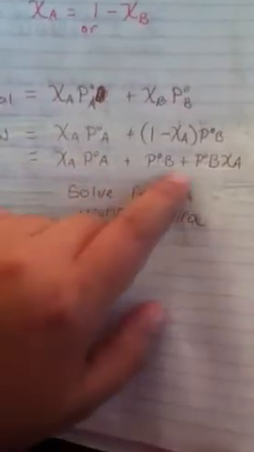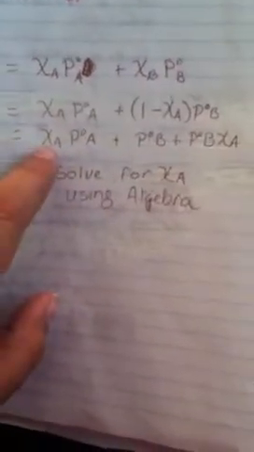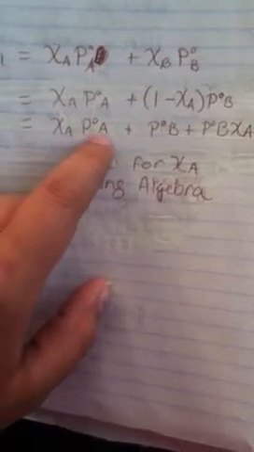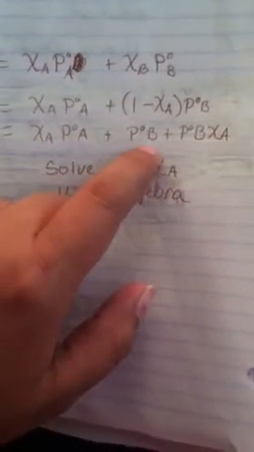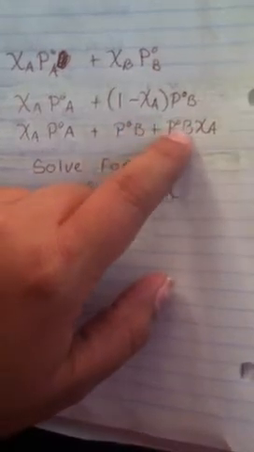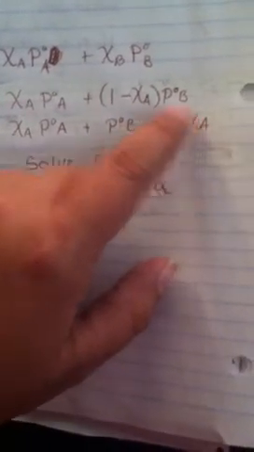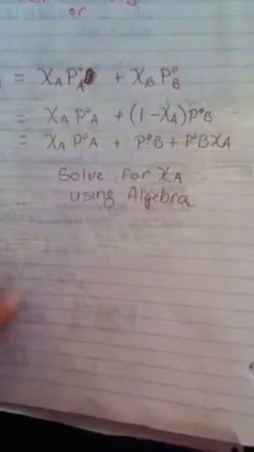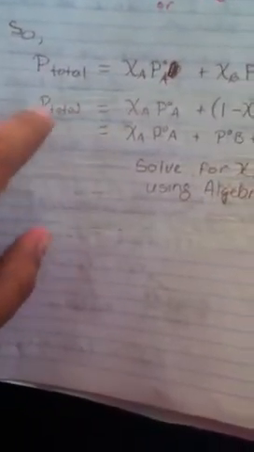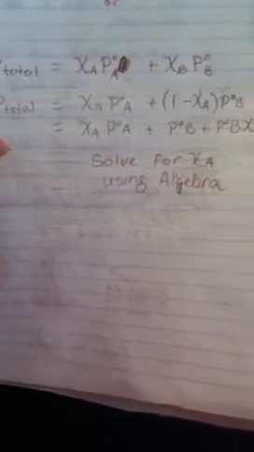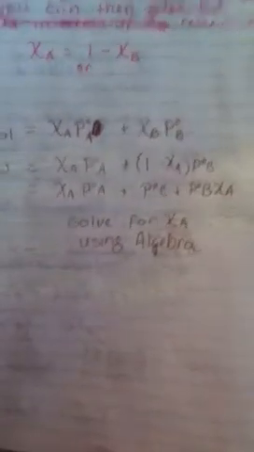So when I distributed this through, it came out to the mole fraction of A times the standard pressure of A plus the standard pressure of B times the mole fraction of A, and so on. Then you just use algebra to solve for the mole fraction of A. That'll be set equal to the total pressure, so you can just do the algebra. Okay, anyway, I hope you guys have a good one.